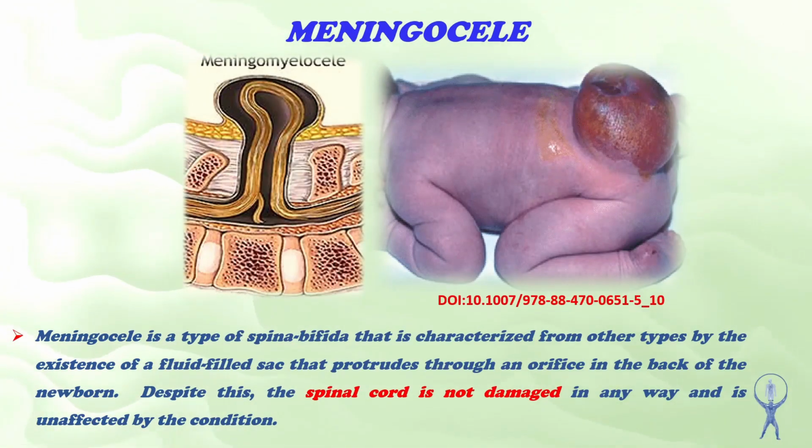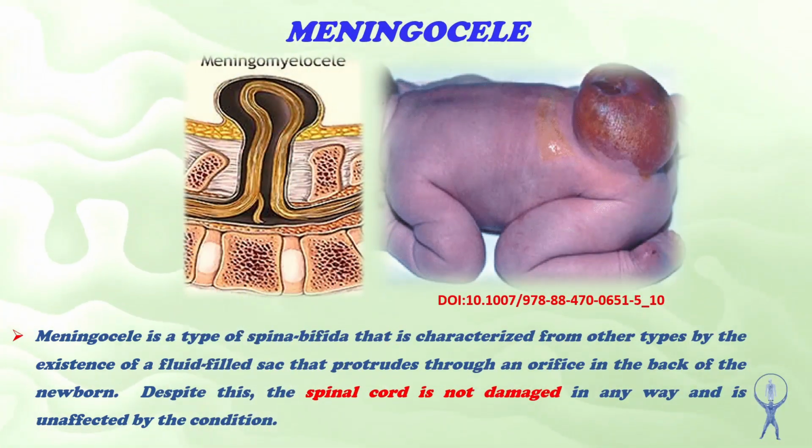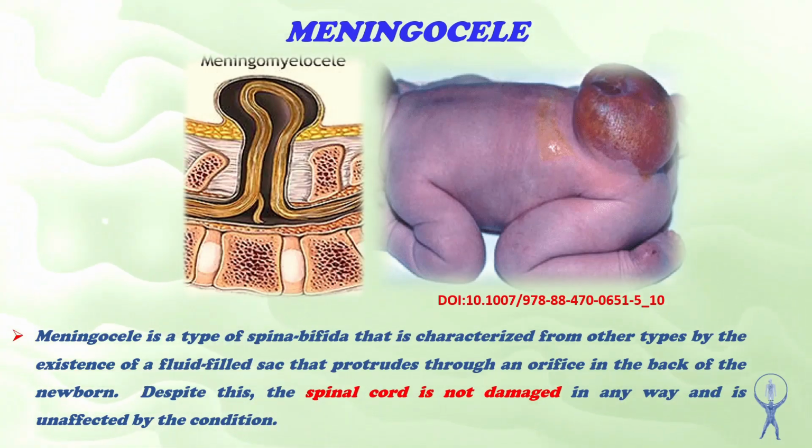The upcoming explanation talks about meningocele. The meningocele is a type of spina bifida that is characterized from other types by the existence of a fluid-filled sac that protrudes through an orifice in the back of the newborn. Despite this, the spinal cord is not damaged in any way and is unaffected by the condition.